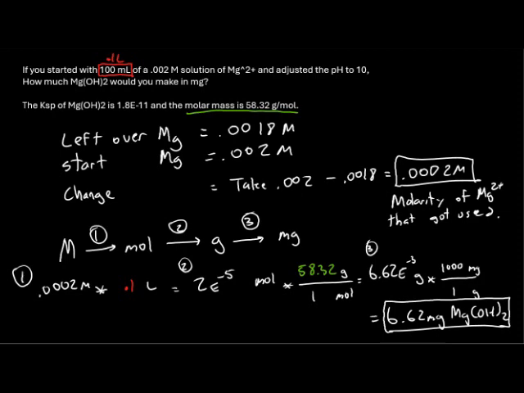Once more for good measure, I'll repeat that from our Ksp equation, we got the leftover magnesium. This was not our answer. What we had to do was subtract our initial molarity for magnesium minus what we just found from the Ksp, and that gave us the change. Then, using the change, we can convert from molarity all the way over to milligrams. That's what gives us the amount of product.